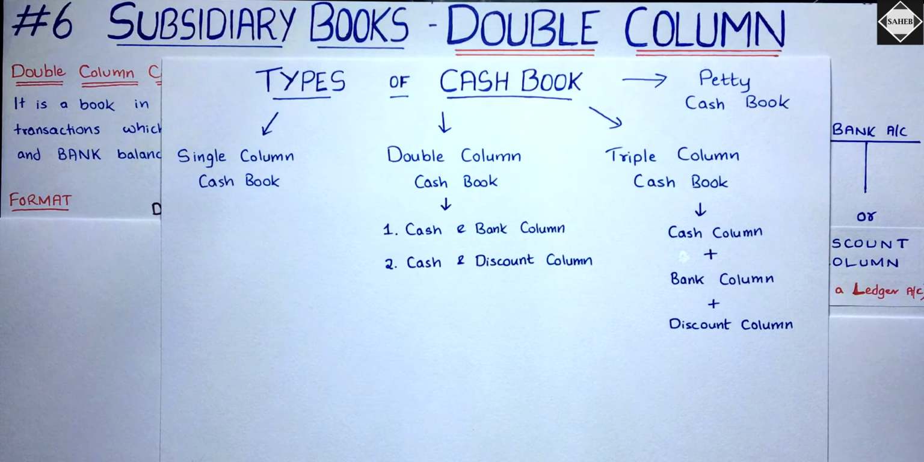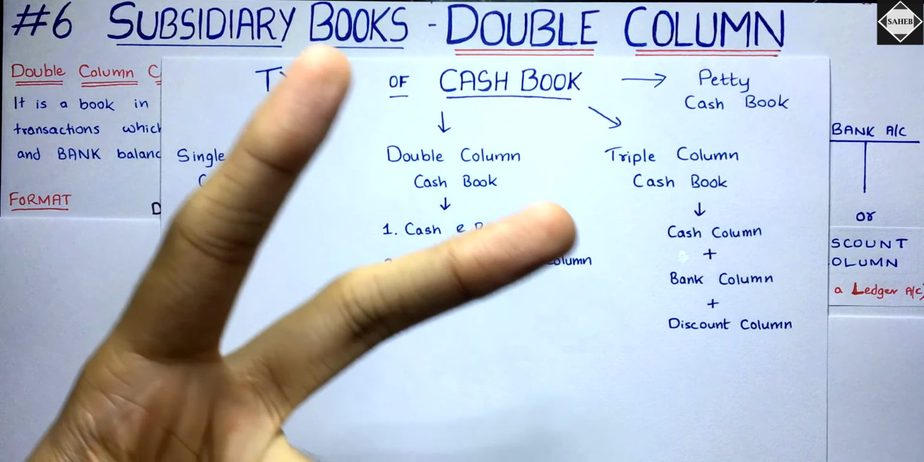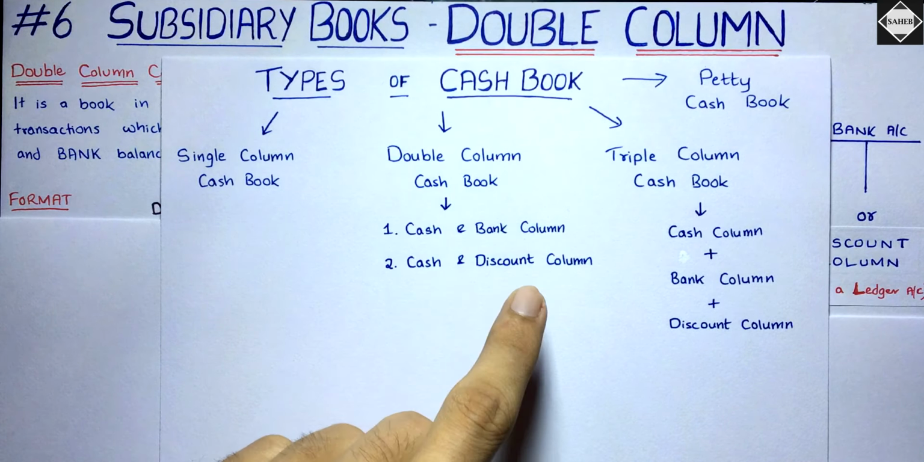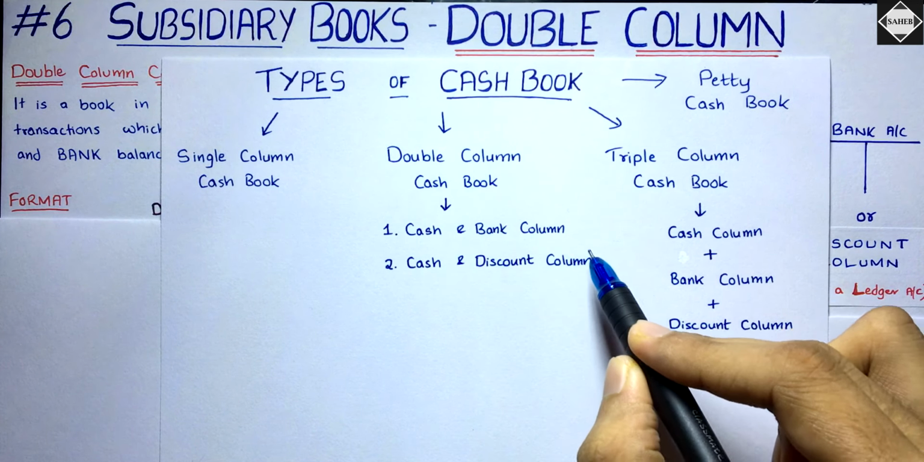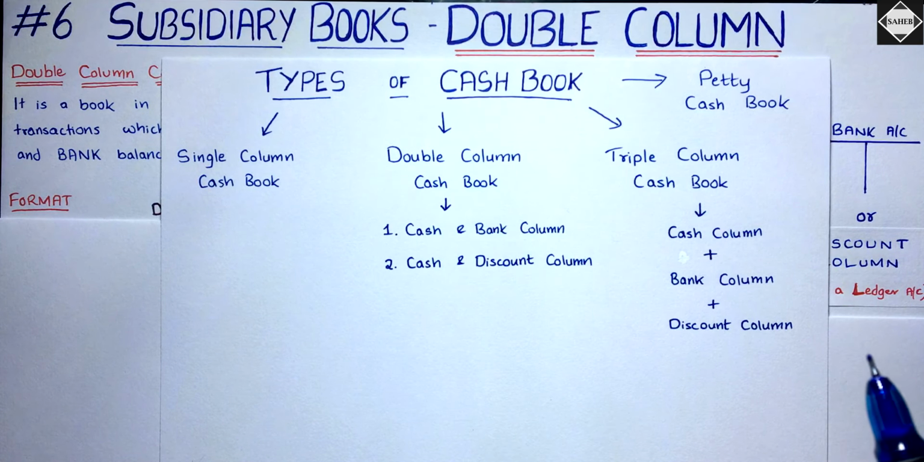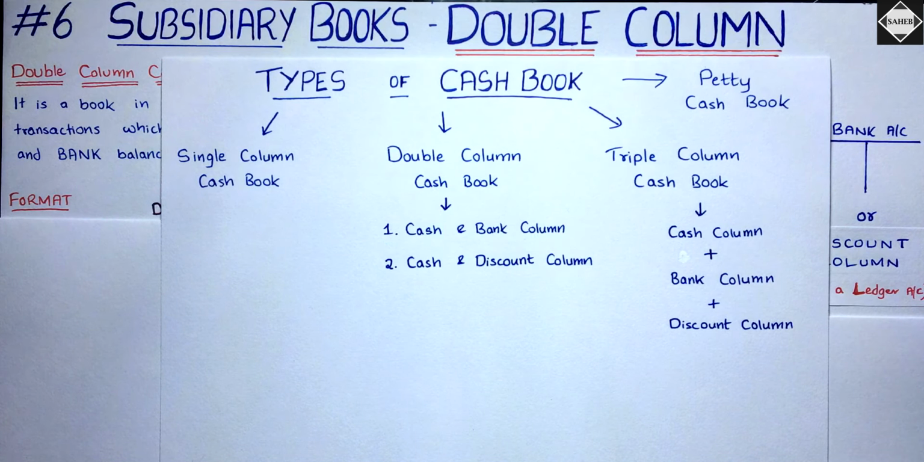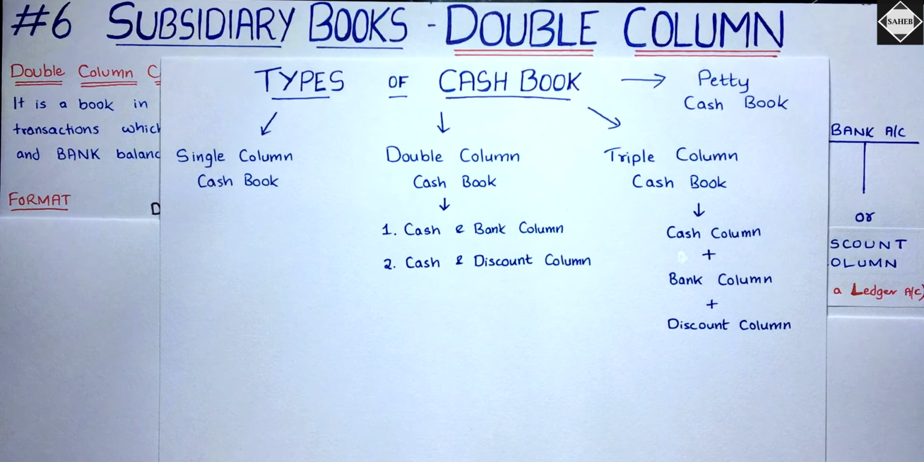Now, as I said, in this video we are going to see the double column cash book. You might already know that we have two sorts of double column cash book. The first is the cash and bank column one, and another is the cash and discount column, right? So in this video we are going to understand the concept of the cash and bank column one, and also specifically discuss the discount column properly. But we are only going to see the practical example of the cash and bank column. Then later, in the next video, most probably we will have a separate problem of the second sort of double column cash book, that is the cash and discount column. Is that okay? Right, so let's start the video.